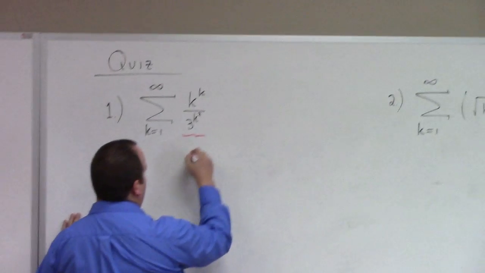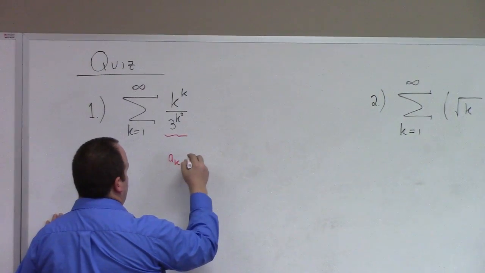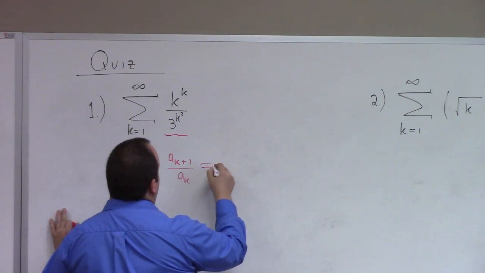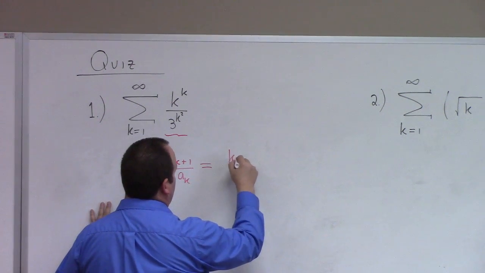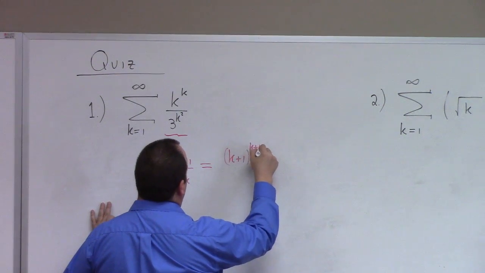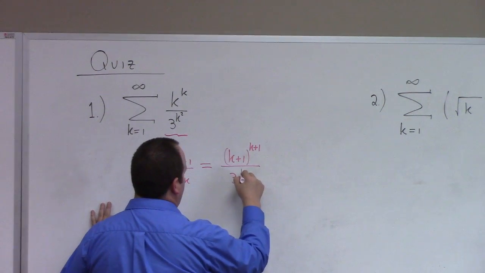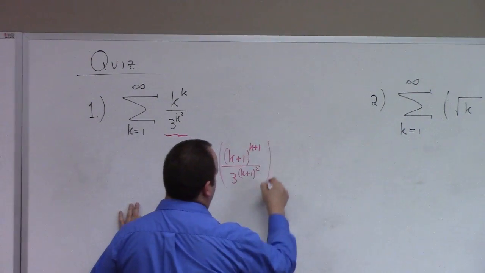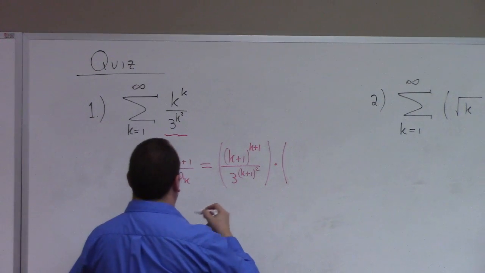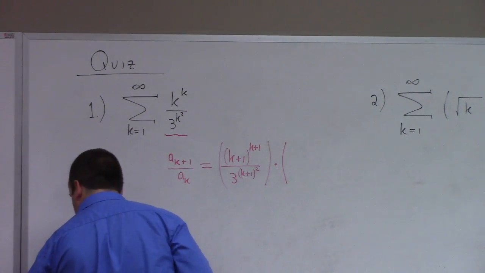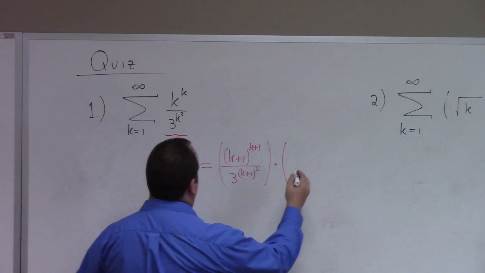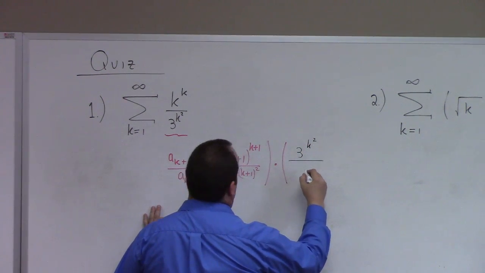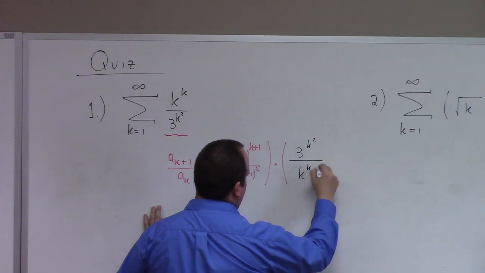Okay, so I guess I should run through the quiz right quick. This is our a sub k. So if I take a sub k plus 1 over a sub k, that's going to be k plus 1 to the k plus 1 divided by 3 to the k plus 1 quantity squared. And then I multiply that by the reciprocal. The reciprocal here is 3 to the k squared divided by k to the k.